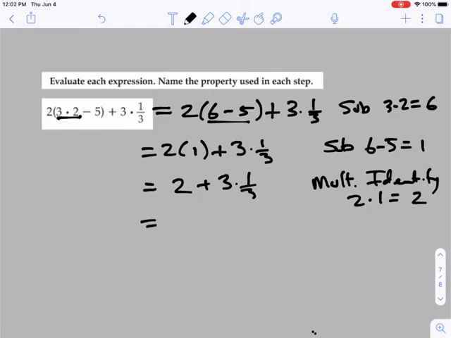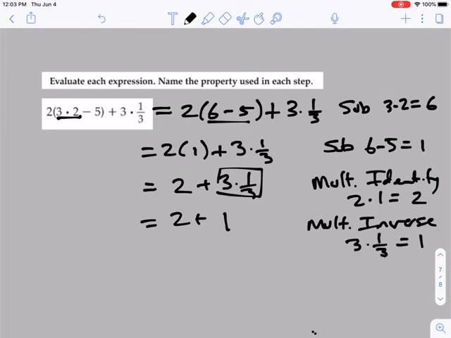Okay, and then let's deal with this now. We have 2 plus 1, because 3 times 1/3 is 1, and that's called multiplicative inverse, the reciprocal one. So 3 times 1/3 equals 1. And then 2 plus 1 is 3, and you would just say subst 2 plus 1 equals 3. And you did it. That's what they're looking for.